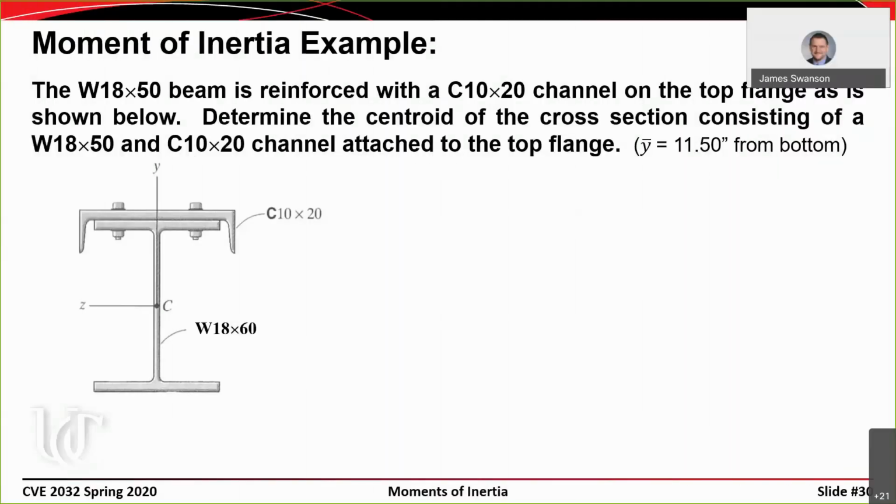Let's take a look at this example problem. When we were back in statics, we looked at this and calculated the centroid of this section. We found that the centroid was 11.5 inches from the bottom. When we calculated that centroid, we measured it from the bottom of the steel, and we found that the centroid of the section was at this location here, where y bar equals 11.5 inches.